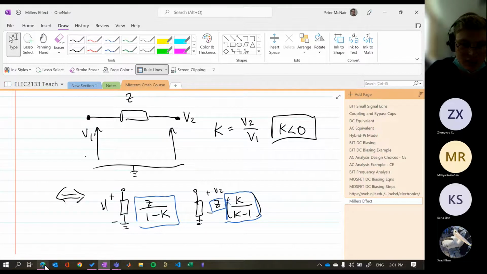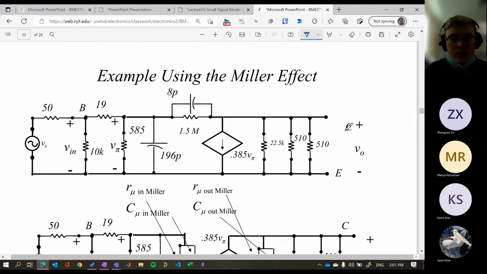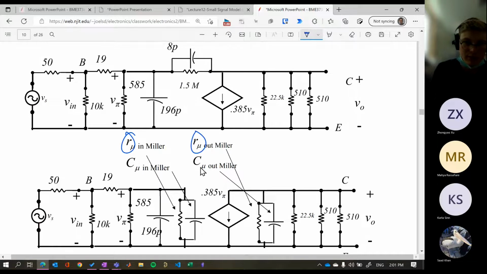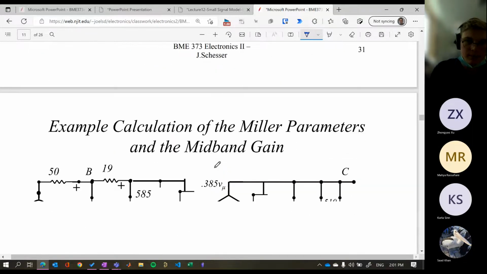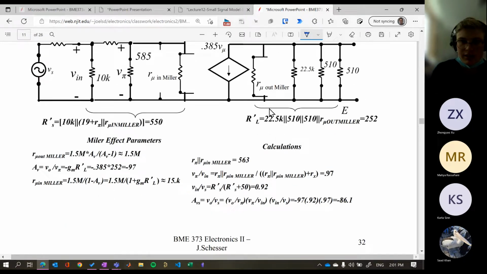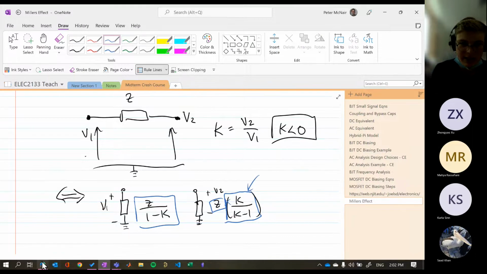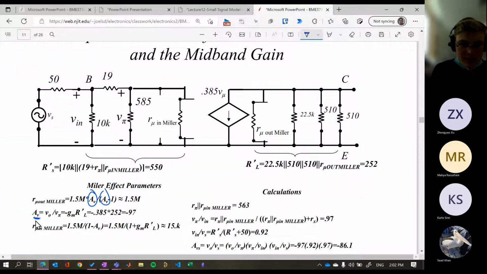If you're interested in derivations, just Google them. I'm sure they'll come out. But essentially, we can also do the same for R mu as well, right? And C mu. So if we want to find the R mu on the output, we can multiply it by K on K minus 1. Remember, that's this one here, K on K minus 1. AV is essentially just our minus GM RL dash. That's exactly what we've seen before, right?